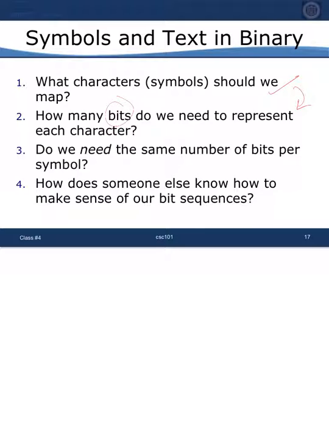A good question, which we'll spend some time thinking about, is do you need to use the same number of bits for every character, or for every symbol? I'll present a good example to demonstrate that. And how does someone else decode what these symbols represent? How is someone going to understand that when I write 0100110, that's the letter K? How is somebody going to know that? These are some good questions that we want to ask and answer.